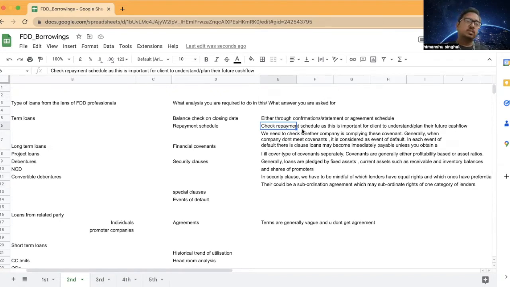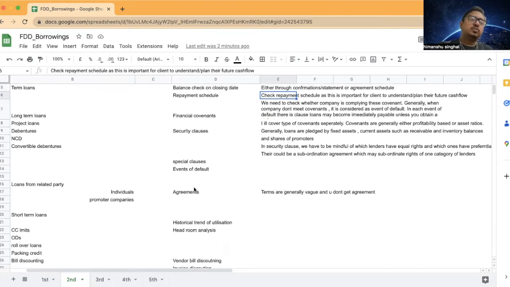So in terms of loans, we generally know that there are two types: long-term loans and short-term loans. From the FDD perspective, we see term loans as long-term loans, then short-term loans, and loans from related parties. Let's talk about each one of them one by one. In terms of long-term loans, we have project loans and debentures. Debentures could also be of two types: non-convertible debentures carrying a fixed percentage, and convertible debentures.